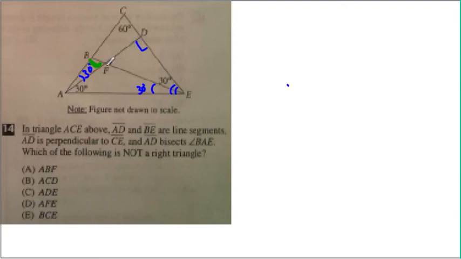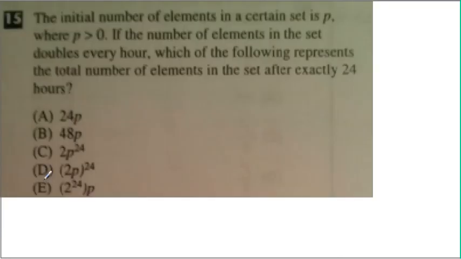AFE. AFE is the bottom triangle, and that doesn't guarantee it. In fact, it's not a right triangle because we realize that this is 30 and this is 30, so this angle must be 120 to make the sum of the angles 180. So therefore, this is not a right triangle. So our answer must be choice D. D becomes our answer.